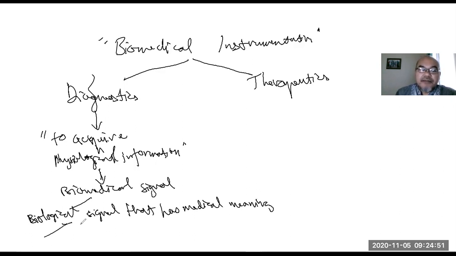Depending upon the source, it could be, for example, a cardiovascular signal. It could also be a respiratory signal, etc. Then it can also be classified according to the physical form of the signal itself.